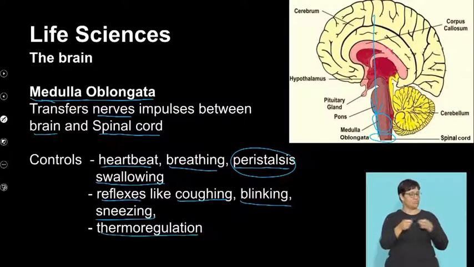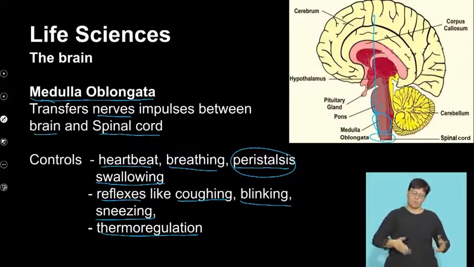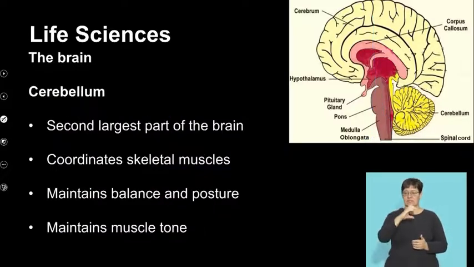Thermoregulation we will be doing after homeostasis. That's the way your skin will cool you down or warm you up. But we're not going to look at that now. All right. So the medulla oblongata down here is very important. If that is damaged, you are basically brain dead because your heart won't beat, you won't breathe, all these things won't happen. Next, the cerebellum.